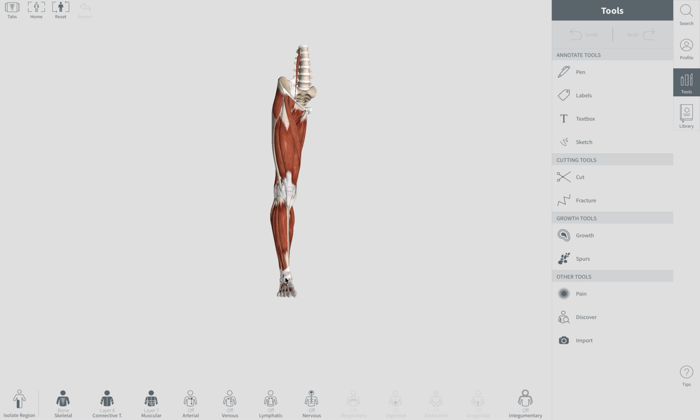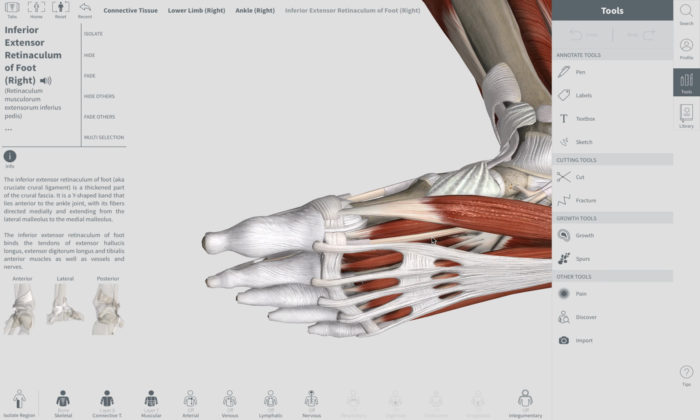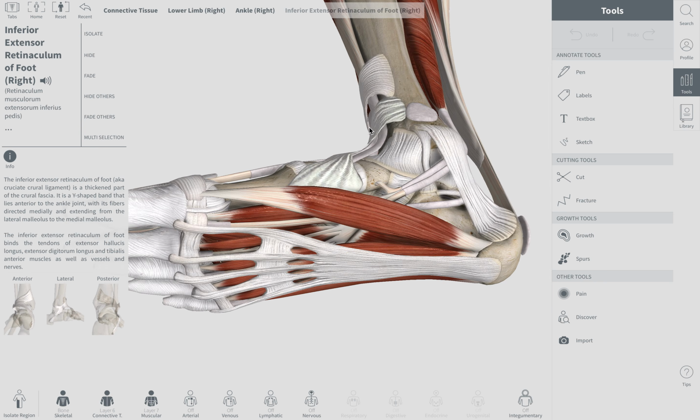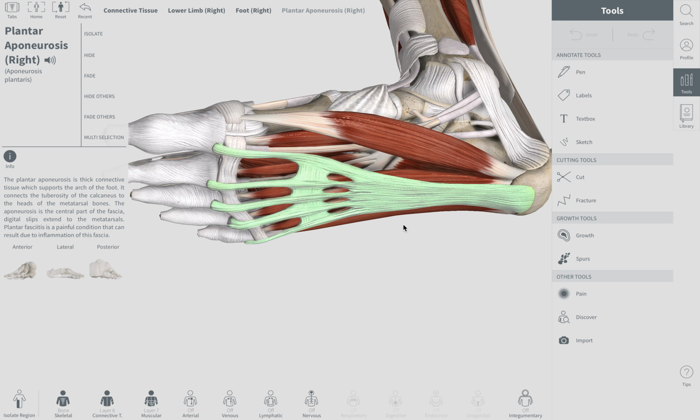So let's go ahead and zoom into our foot. And the plantar fascia is actually located at the bottom of our foot. And there is your plantar fascia. As you can see, the plantar fascia originates from the bottom of the heel and spans the entire bottom surface of our foot all the way to our toes.